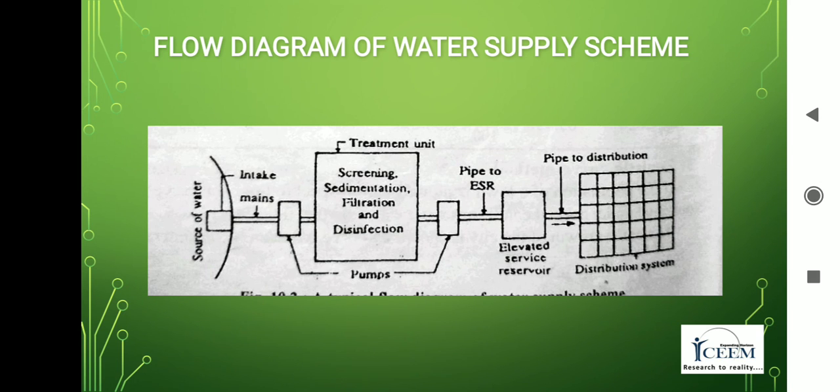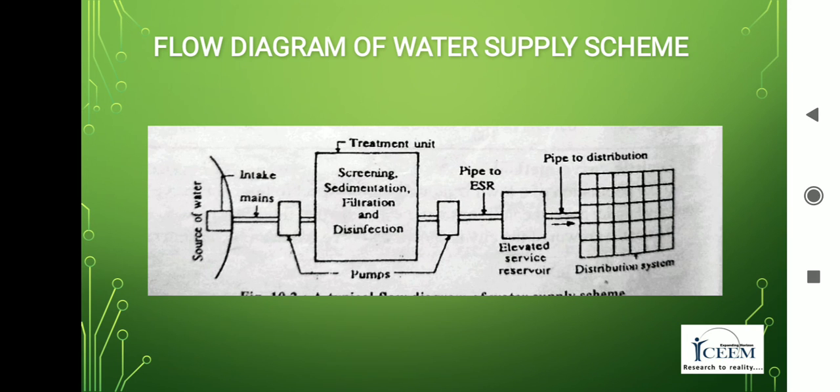The flow diagram shows the source of water from where we take the water, like river, canals, lake or well, through pipelines. Pumps are required at the start of the filtration or treatment plant. The water supply scheme includes a treatment unit. The treatment unit consists of screening, sedimentation, filtration, and disinfection. These processes are completed in the treatment unit.